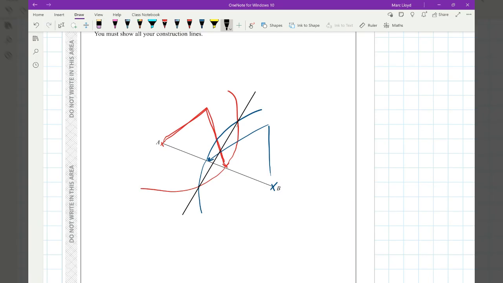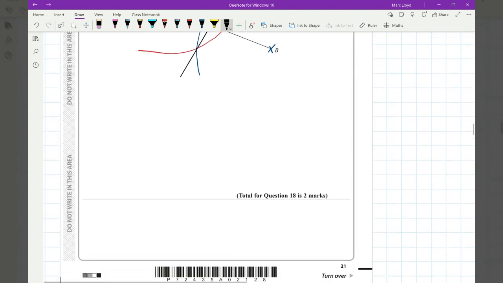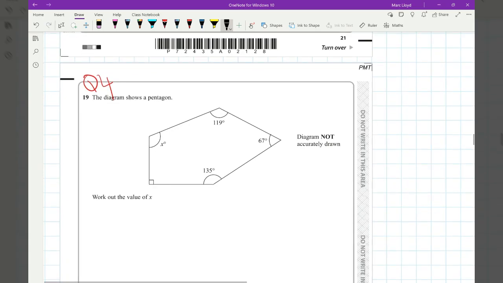I can rub out some bits. I can rub out that and that because that's me showing you where the compass went. But these arcs are your construction lines. And you can see I've not done it accurately because that is not anywhere close to a right angle, but that's the process and how to do it. So do practice that. It's a good one to speak to your teachers about to get some help with.